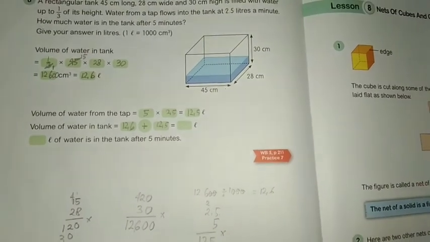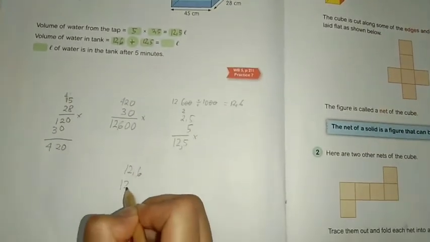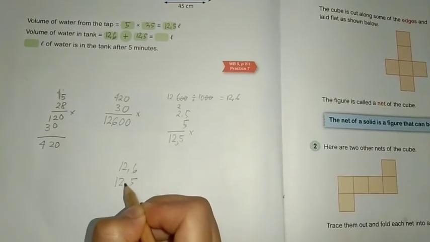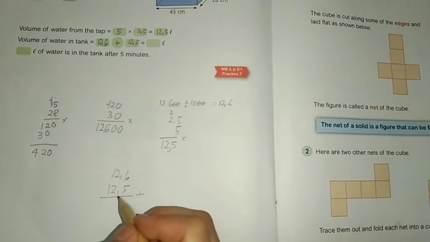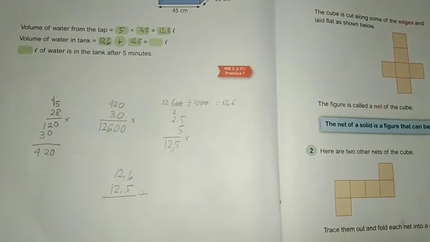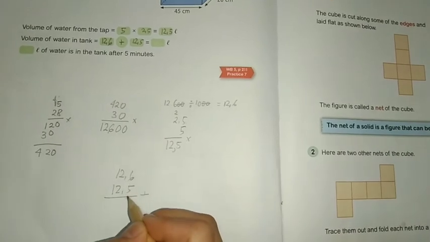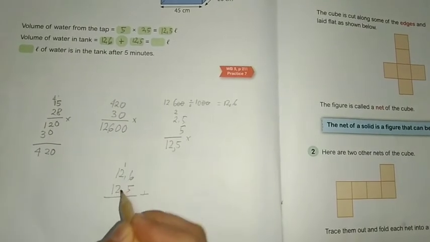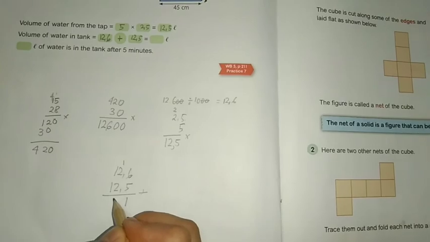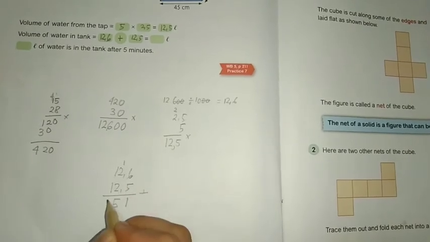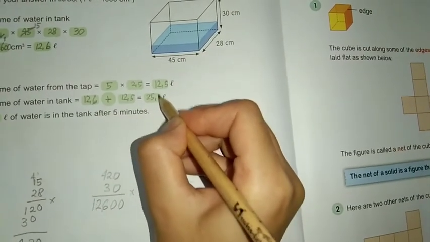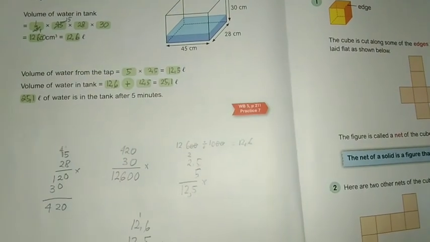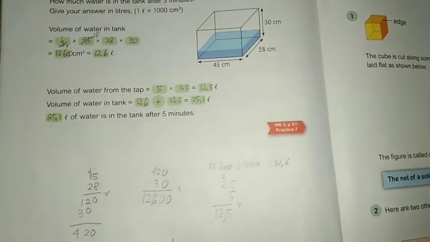Let's find 12.6 plus 12.5. Remember, in addition of decimal, we have to put the decimal in the same line. 6 plus 5, 11. 2 plus 2, 4 plus 1, 5. 1 plus 1, 2. So 25.1. So, there are 25.1 liter of water in the tank after 5 minutes.